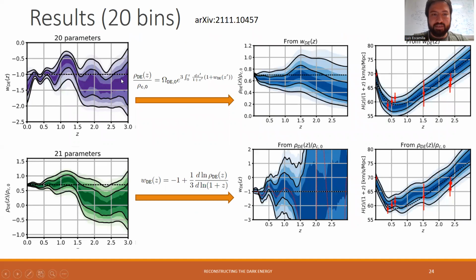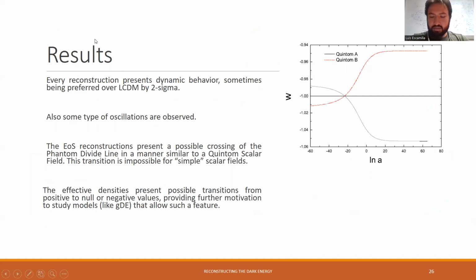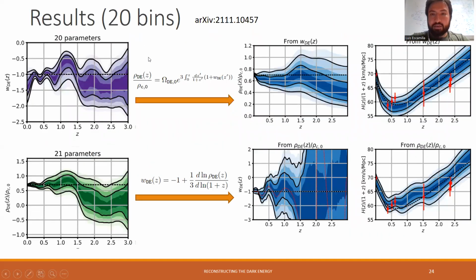This right here is the same reconstruction, but using 20 parameters instead of only 6. Using 20 parameters, we recover an interesting behavior when checking the dark energy density. This is the equation of state inferred from this equation right here, and we can see a transition from a discontinuity at a redshift of 2. This discontinuity here is necessary if you want to have a negative dark energy density. Well, a transition from a positive to a negative dark energy density.